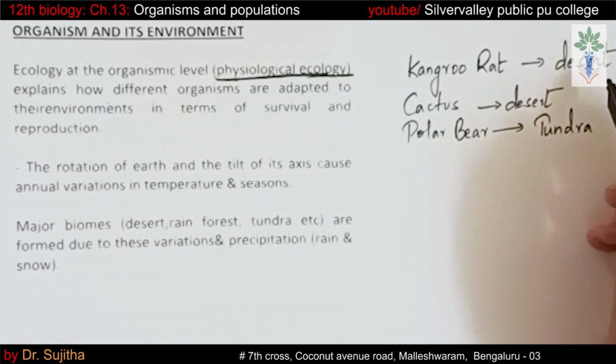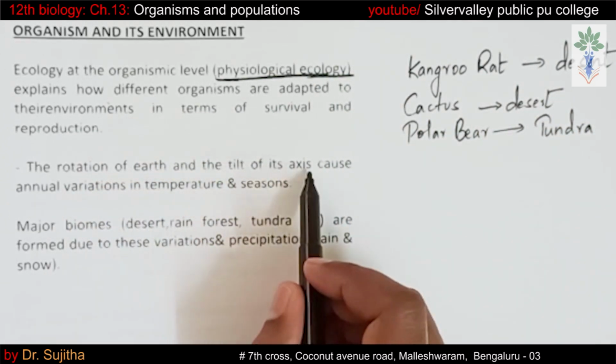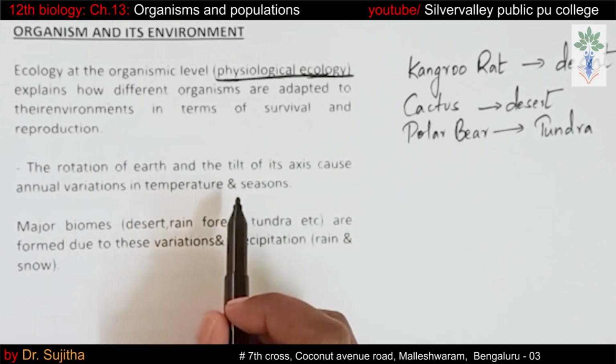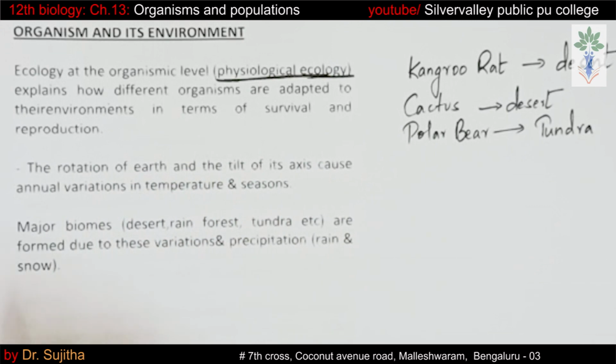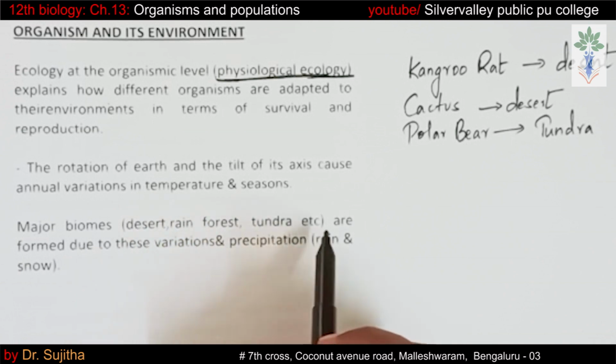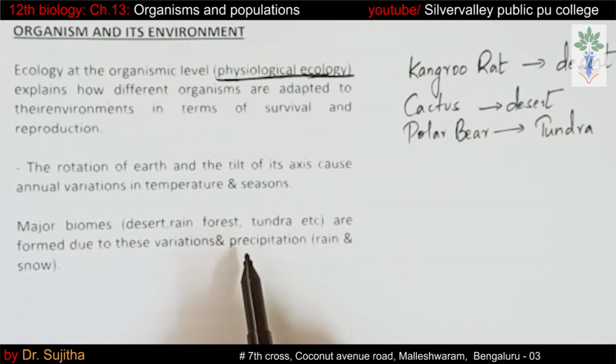But then what causes the variation in the temperature in the desert biome and in the tundra biome? It is because the rotation of the earth and the tilt of its axis cause the annual variation in temperature and season. Therefore, the major biomes such as the desert, the rainforest, the tundra are formed due to the variations in their temperature and in their precipitation.